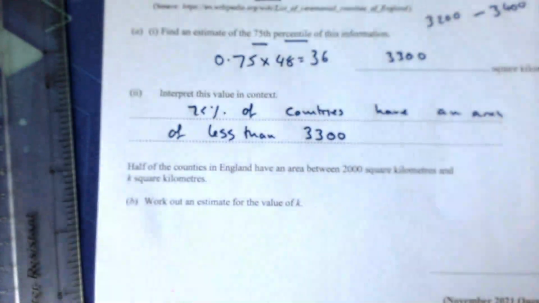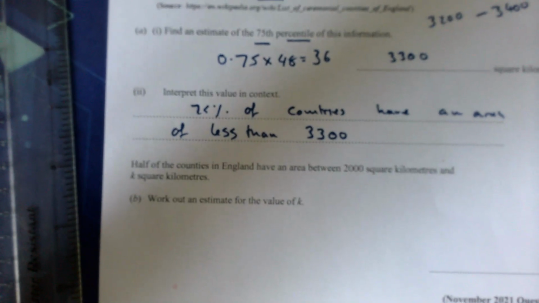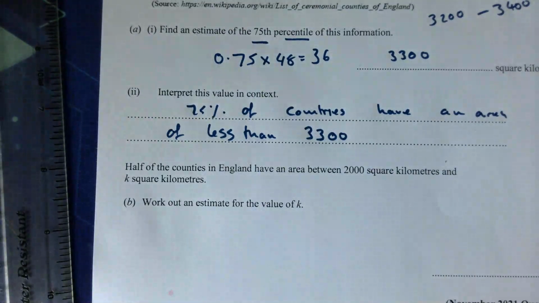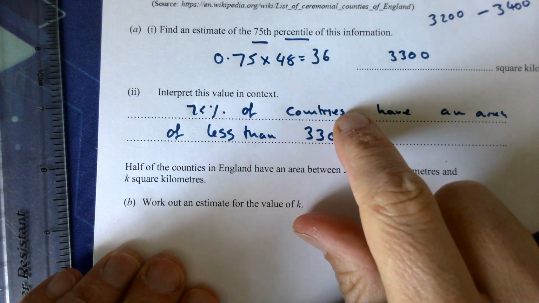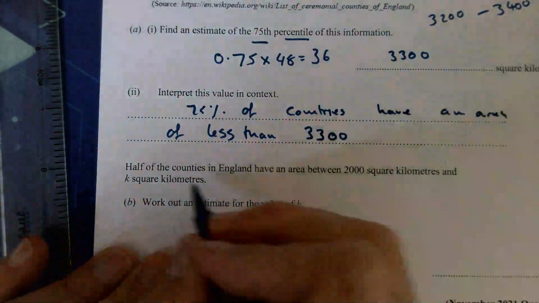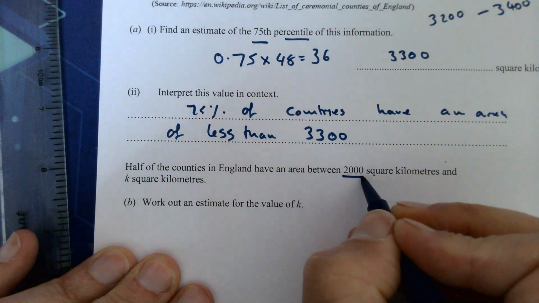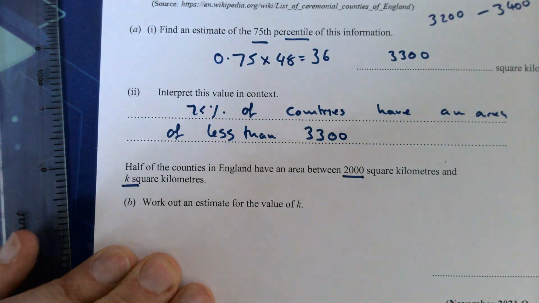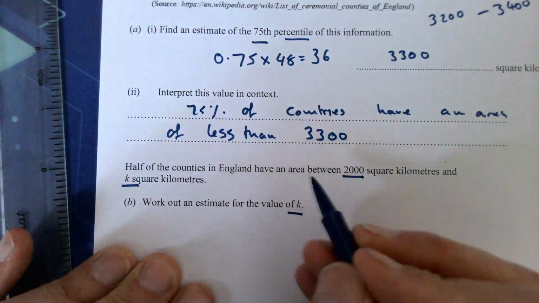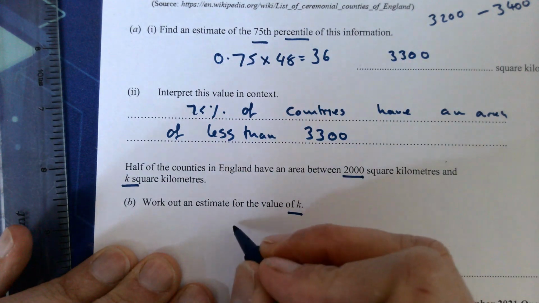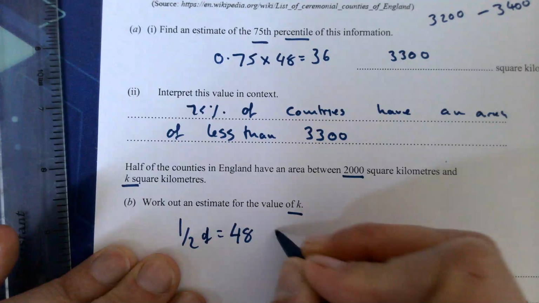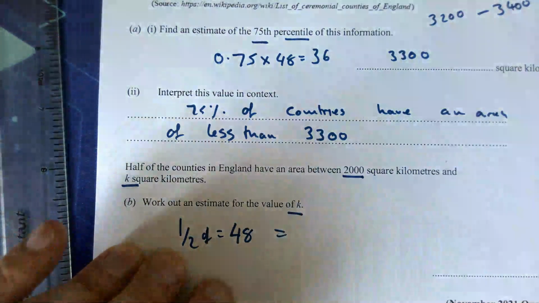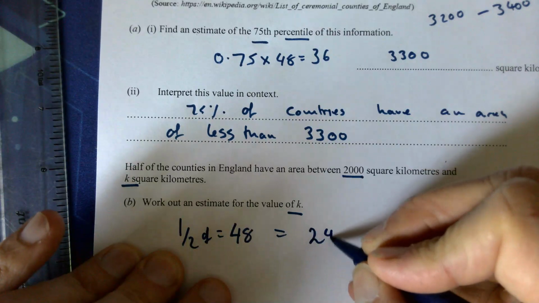Question below. Half the countries, sorry, counties. I've been misreading this question all the way through. It's all about counties, and I've spelt it correctly up here because I copied the spelling down. Half the counties have an area between 2,000 and k square kilometres. Work out the value of k. So half the counties, so there are 48. Half of 48, I'll do this on my calculator, divide that by 2, 24.